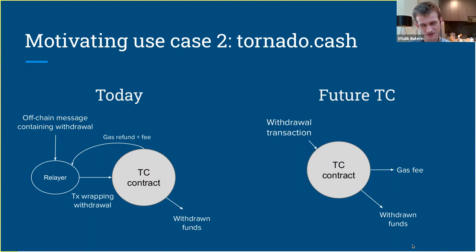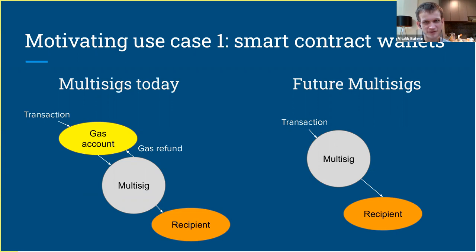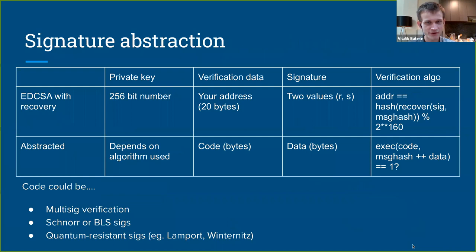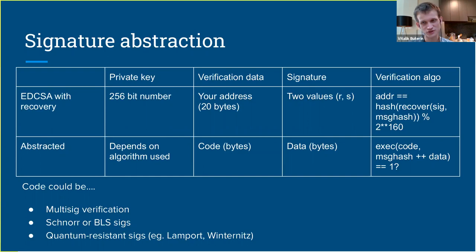So in both of these cases, account abstraction, so basically allowing the validity conditions for a transaction to just be arbitrary code execution, allows both of these really important types of wallets to be considerably simplified. So the simplest kind of abstraction that we can possibly do, and this is only a partial kind of abstraction, right, is signature abstraction.